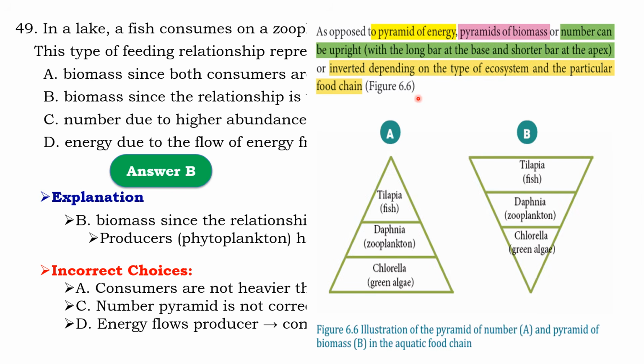So we can look at biology grade 9 about the opposite of the pyramid of energy. The pyramid of biomass and the pyramid of numbers can be upright, with a long bar at the base and a short bar at the apex, or inverted, depending on the ecosystem. Since the relationship has a broad base, it is known as a pyramid of biomass. But it can be inverted in an aquatic food chain. So the answer should be B.